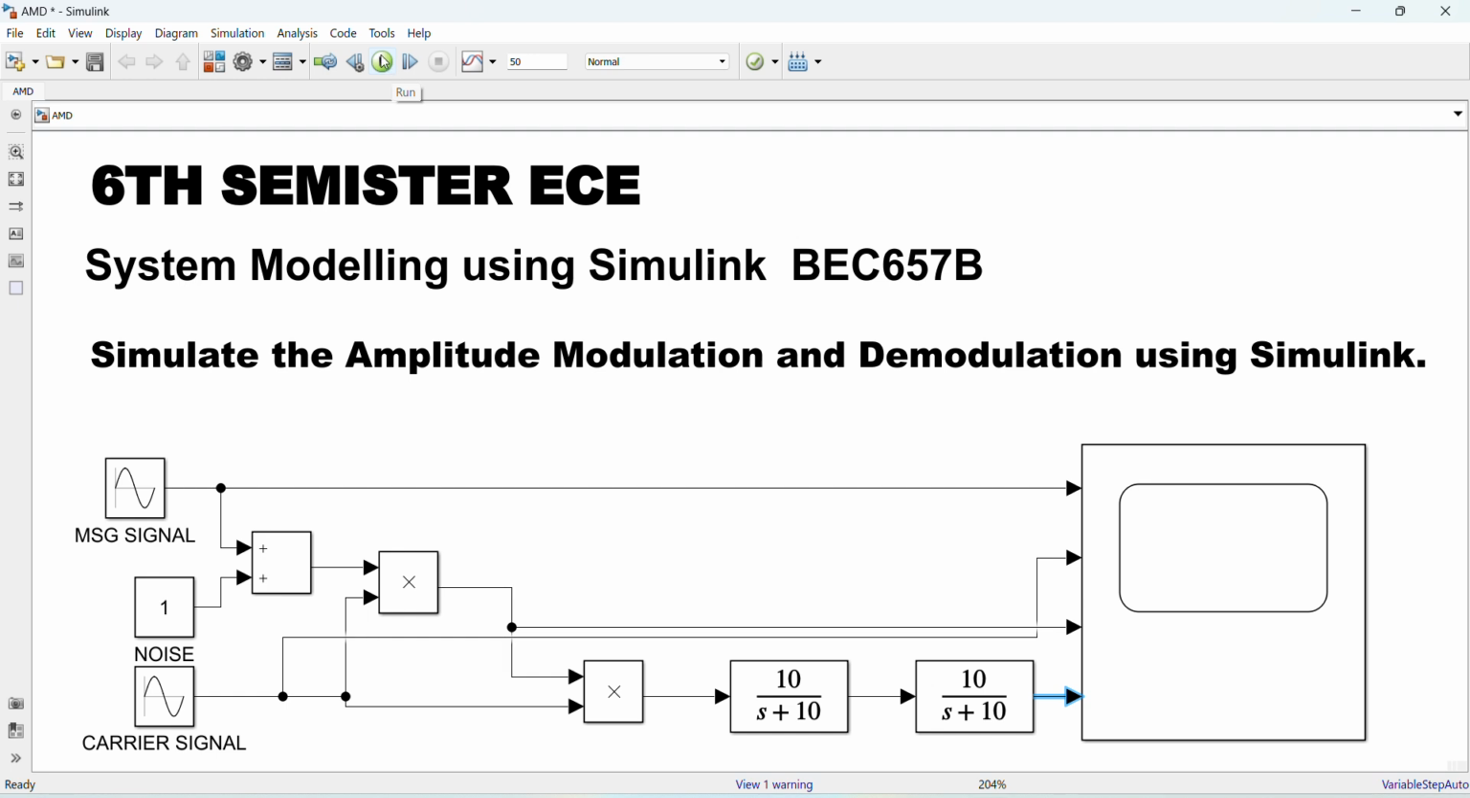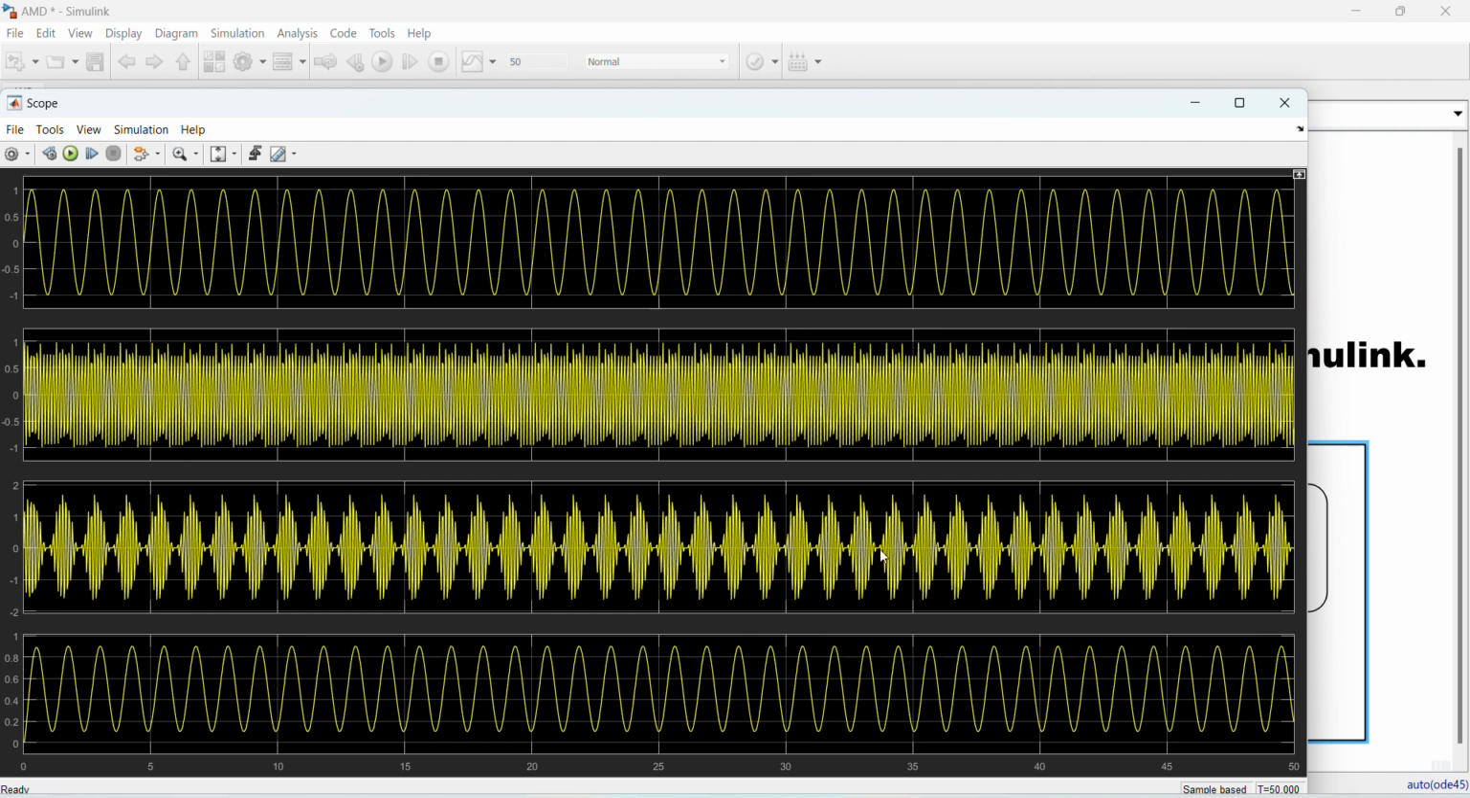Click on the run button on the Simulink. Once the compiling finishes, double click on the scope. As you see, the original message signal is successfully recovered after the demodulation.